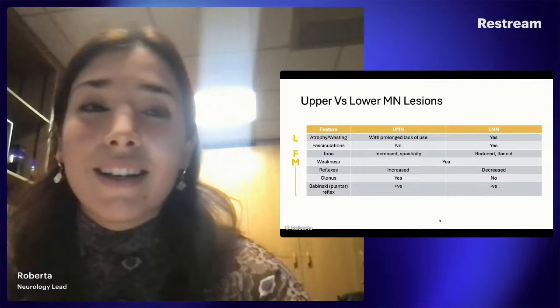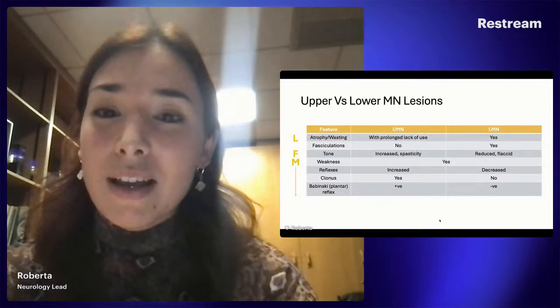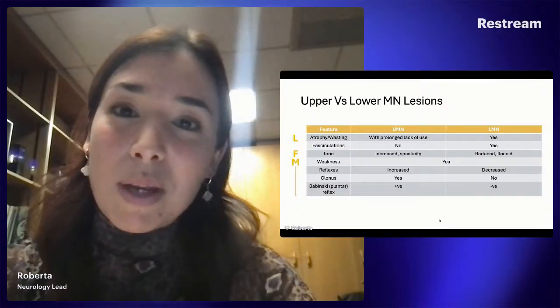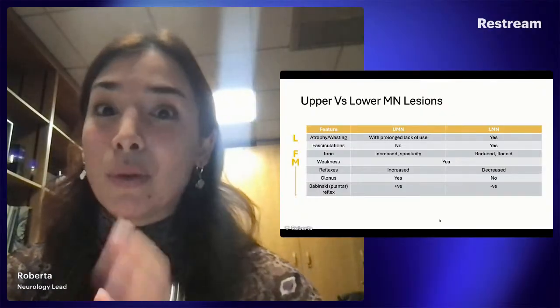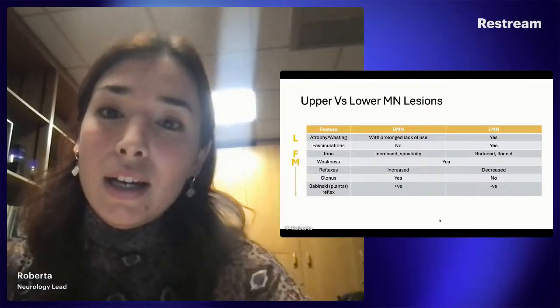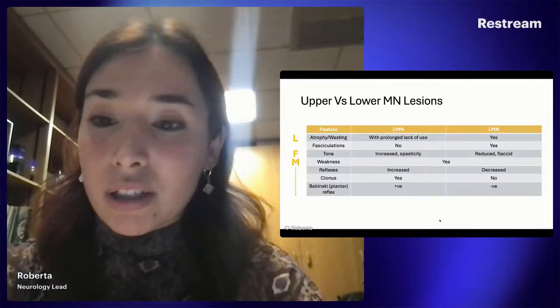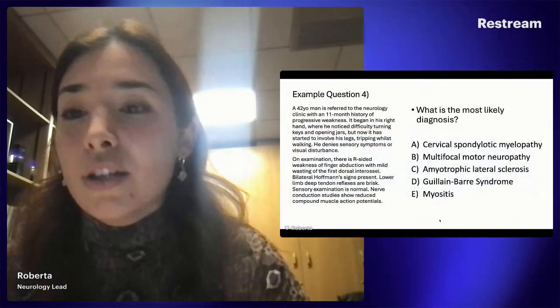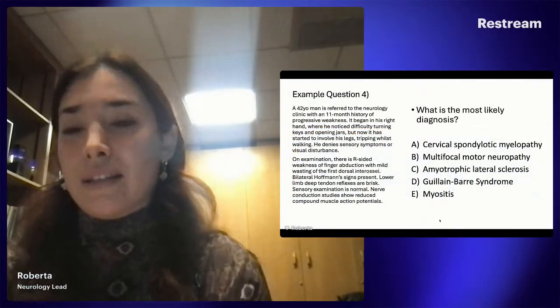Now, this is sometimes a bit hit or miss. The results of this test can sometimes be equivocal, so it's important that we rely on multiple things during our exam to be more accurate with our diagnosis. So having those in mind now, last question.